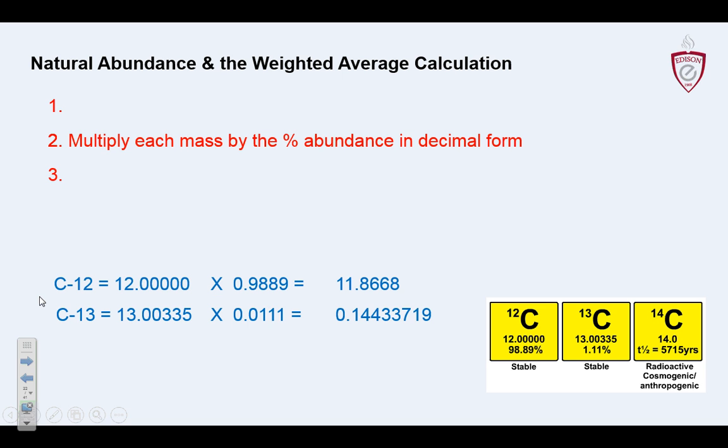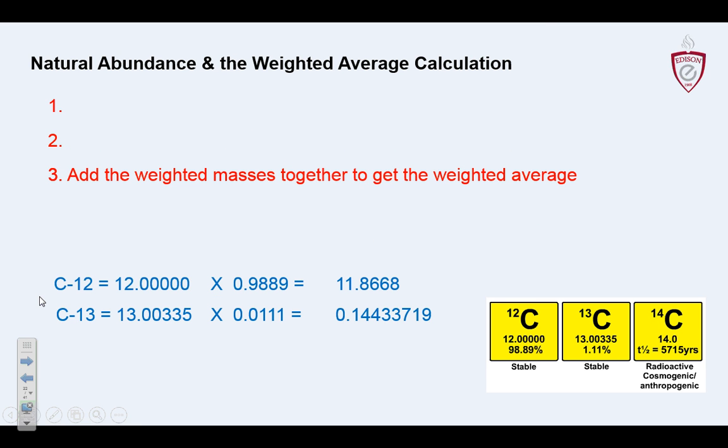So what these numbers mean is the mass fraction. This is how we weight it. Because the last part is we take these two numbers and add them together, adding the weighted masses to get the total overall weighted average. In this case, we see that the overall weighted average for carbon 12 and 13 is 12.011.